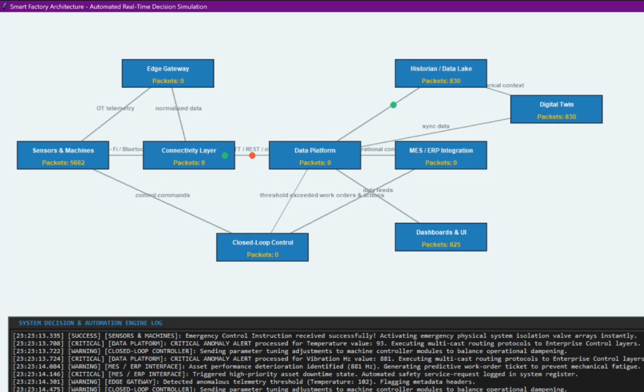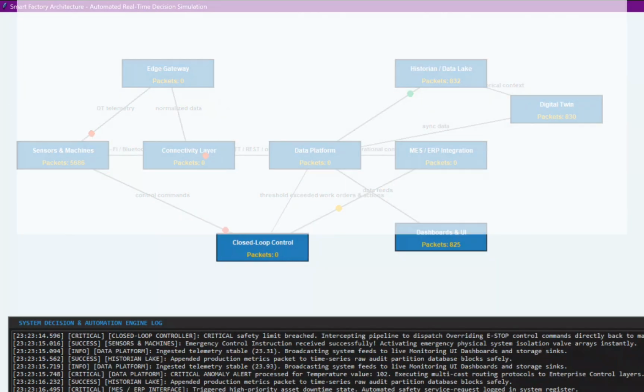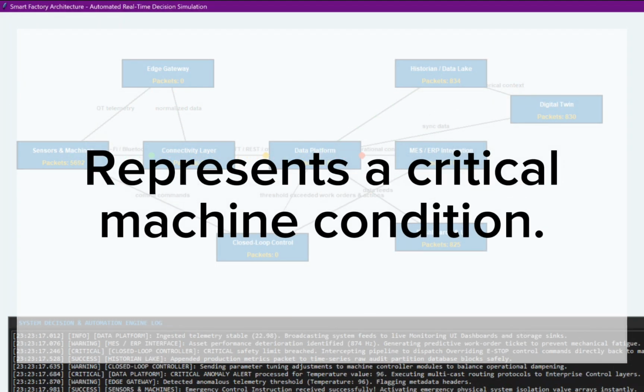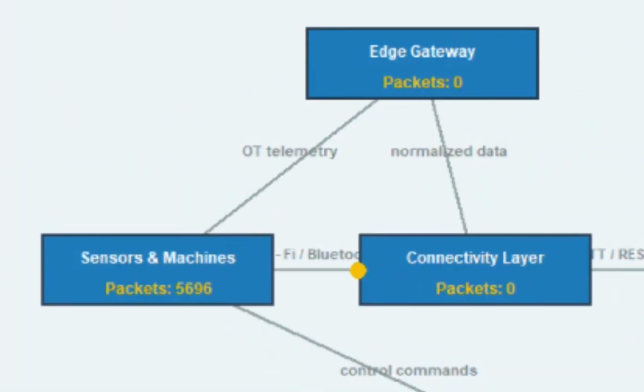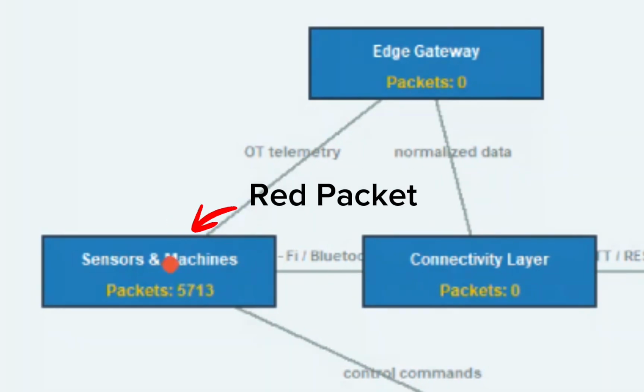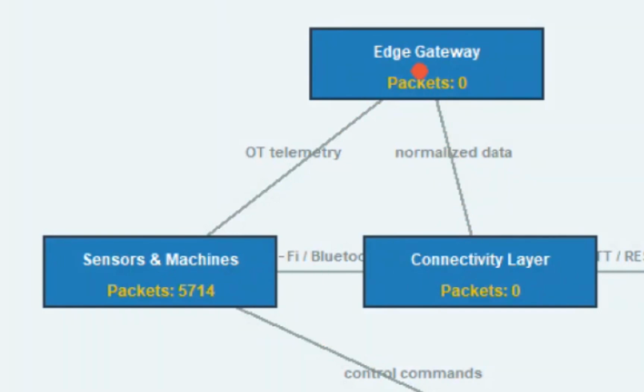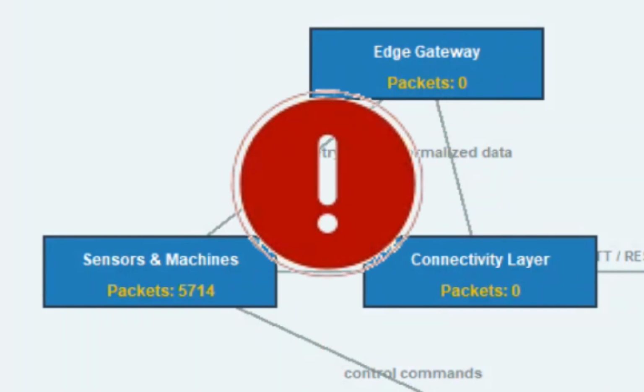Finally, let us observe a red dot. This packet represents a critical machine condition. In this scenario, the sensors detect excessive overheating inside a production machine. As soon as the packet is generated, the simulation pauses to inspect its internal profile. The system immediately classifies the event as critical.